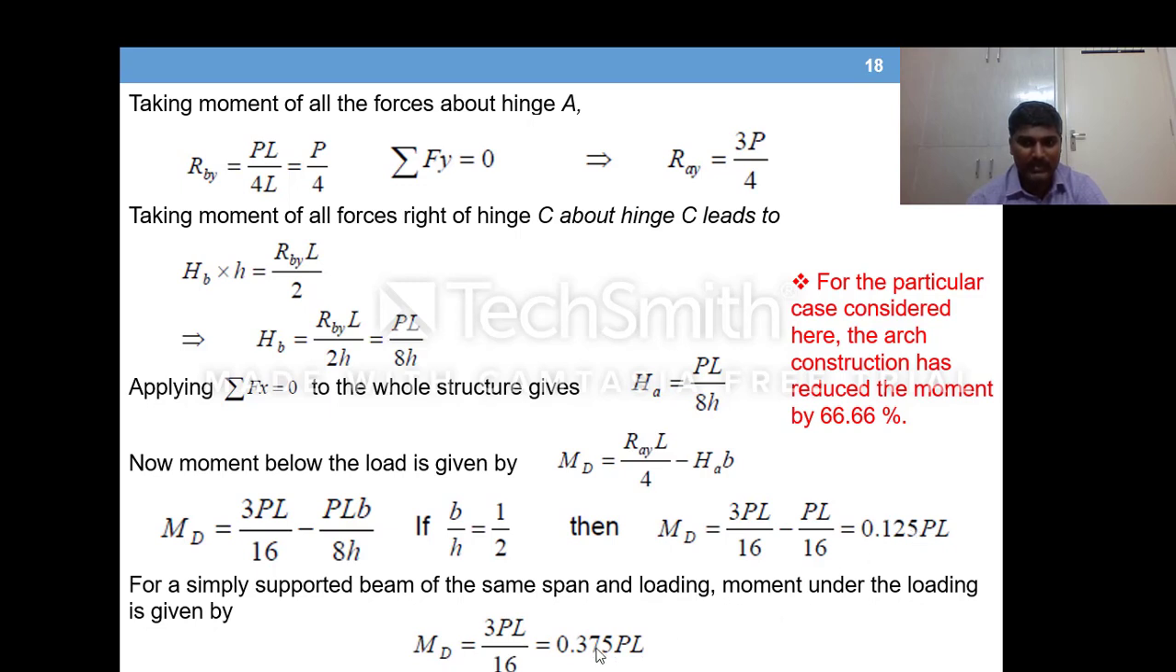If you clearly see the two values, it's arch option, beam option, for the same span, same load and all. So when you employ the arch, the bending moment is going to be 1/3 of the value if it would have been a beam option for you. So you do this 1 by 3 for this, you get 0.125. Other way, the bending moment is reduced by 66.66%.